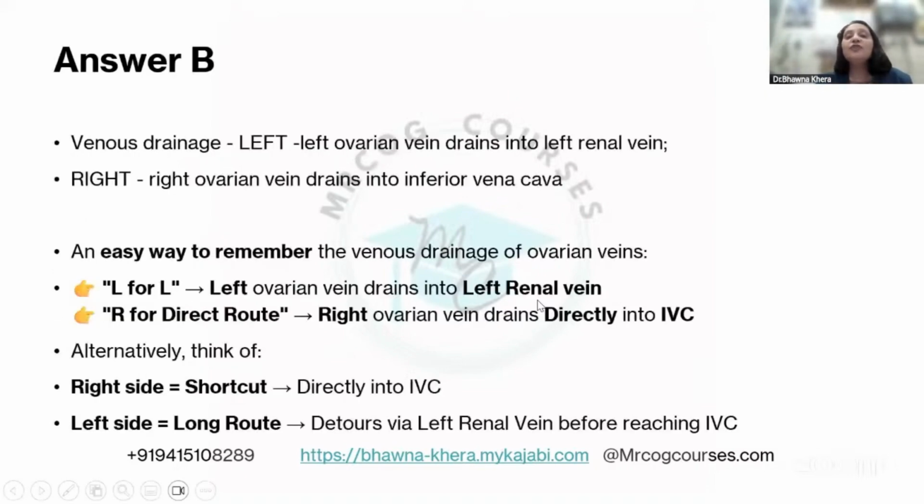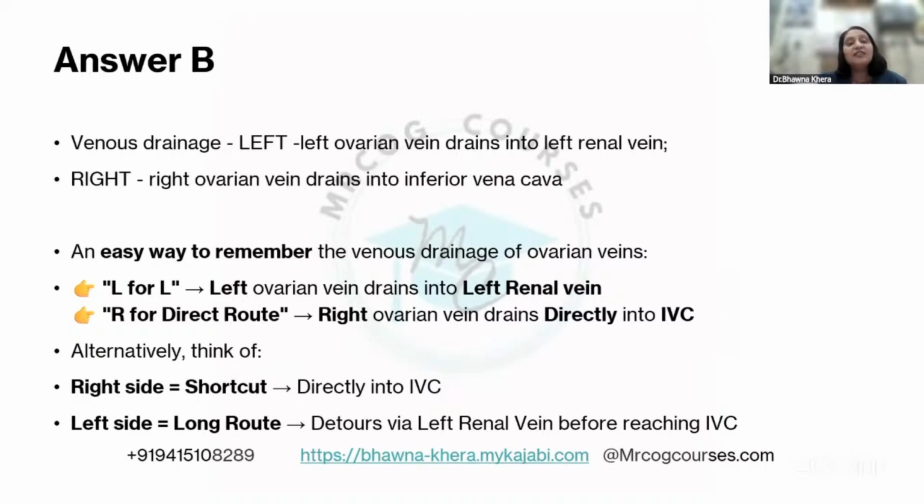The left ovary drains into the left renal vein, while the right ovary drains through the right ovarian vein into the inferior vena cava directly. Now, it seems very easy right now, but when we are in the exam, we are liable to confuse this. So why not fix the information now?